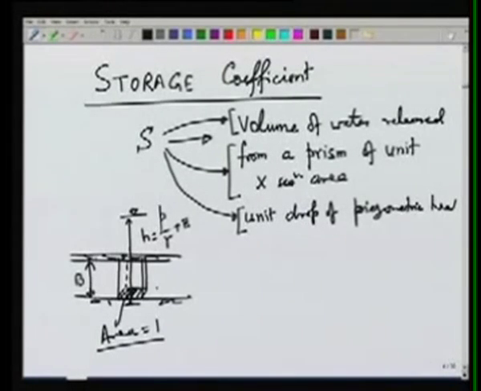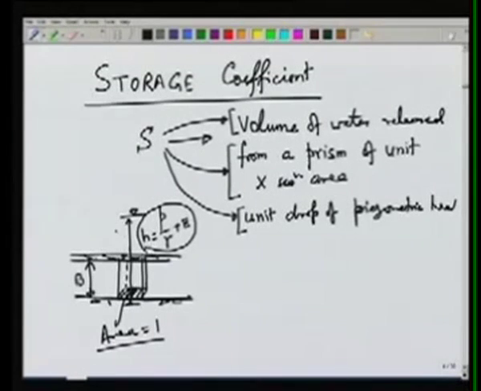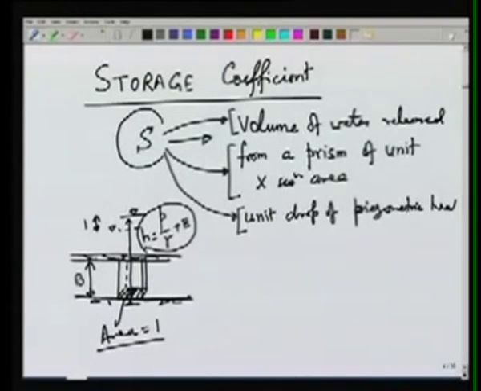The datum can be anywhere. Typically the datum is taken at the base of the aquifer, that is at the impermeable rock. Now this is some value of piezometric head, and now if we lower this by a unit amount, how much water will come out of storage? So that term is denoted by the storage coefficient S.